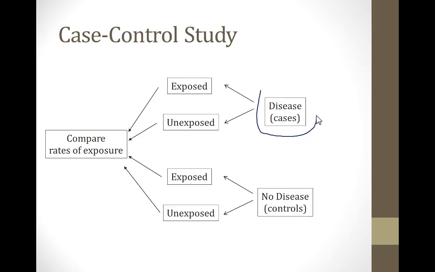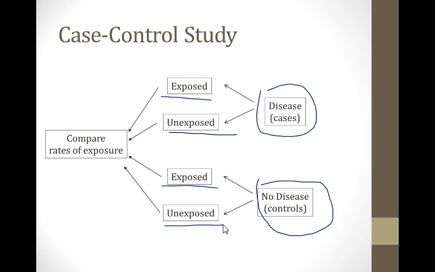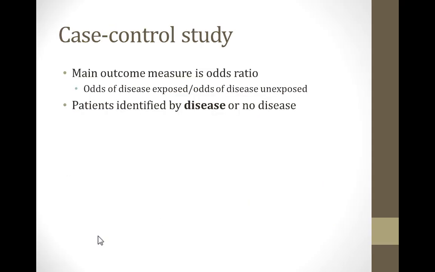You would find cases, these might be people with lung cancer, and your cases have to have a mixture of exposed and unexposed. You can't just identify smokers with lung cancer. You've got to have some smokers and some non-smokers. And then you've got to go and find a control group. And the control group also has to contain a mixture of smokers and non-smokers, exposed or unexposed patients. Once you've identified these two groups, then you compare the rates of exposure. And what you're looking to see is if there are higher rates of smoking among the cases versus the controls. The main outcome measure of a case control study is the odds ratio, and I talk about how to calculate this in a different module.